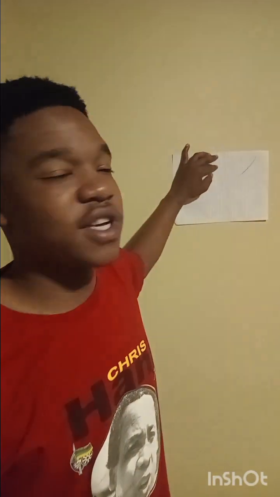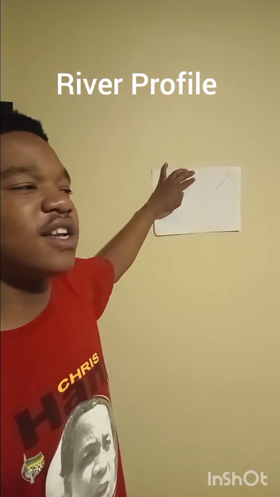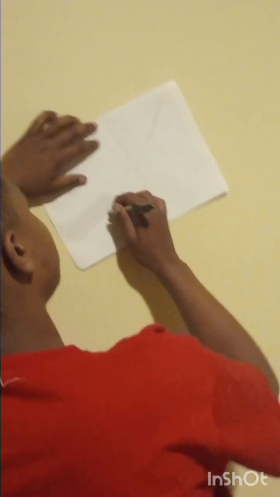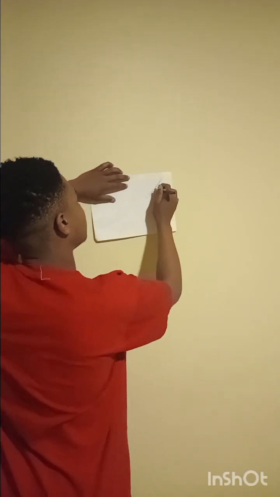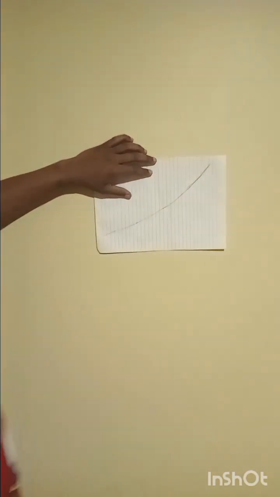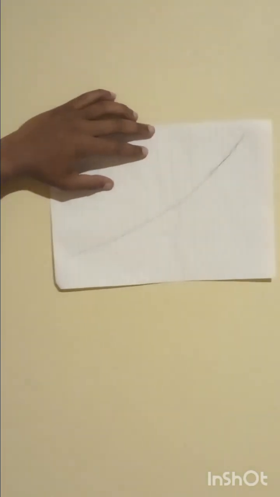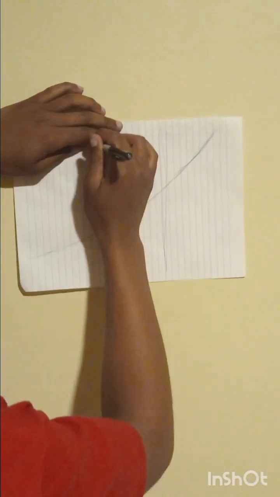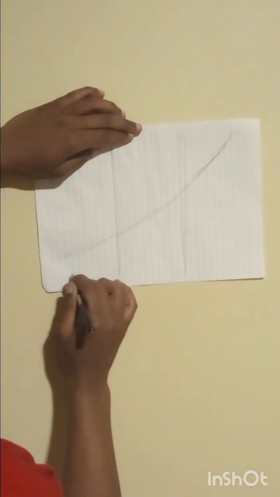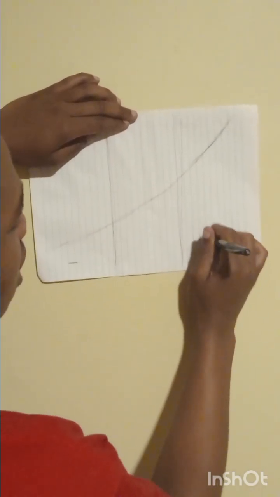Today I am Mr. Mashawula. Today we're going to be talking about the river profile and the river course. As we have spoken before, this is the river course. The river course has river features. We have three stages in the river profile or river course: the upper course, the middle course, and the lower course. These are our upper course.